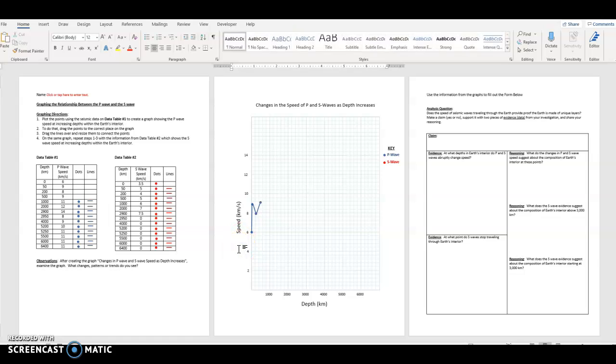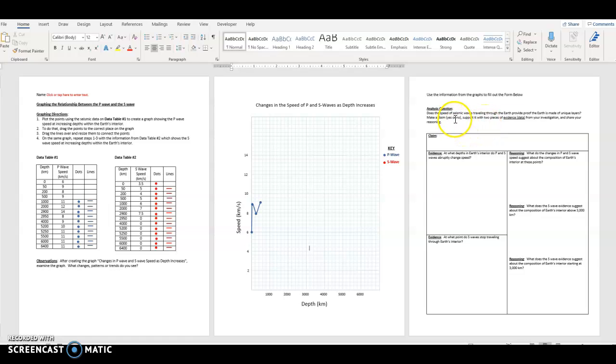You're going to continue this until all of these points are plotted. And then you're going to do the same thing with the S wave, moving these over and then the lines with them, etc. So that you'll see two lines on this graph. Once you're done plotting all your points, you'll come over here and you'll answer your analysis questions.